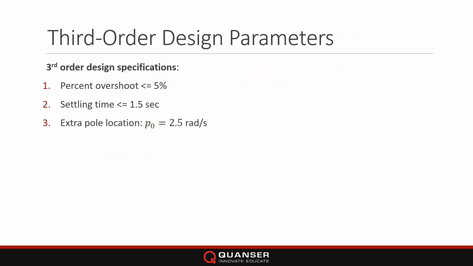So that is, but we need, and that's why we need proper simulations to see how that will affect our system. So the third order design specs for a controller will be as follows. We're going to design for a percent overshoot of 5%, a settling time of 1.5 seconds, and then the extra pole will be set at 2.5.